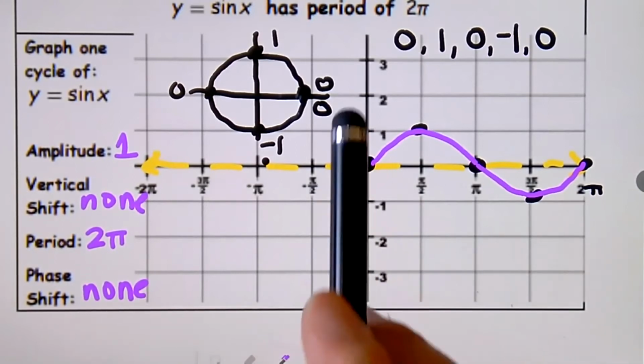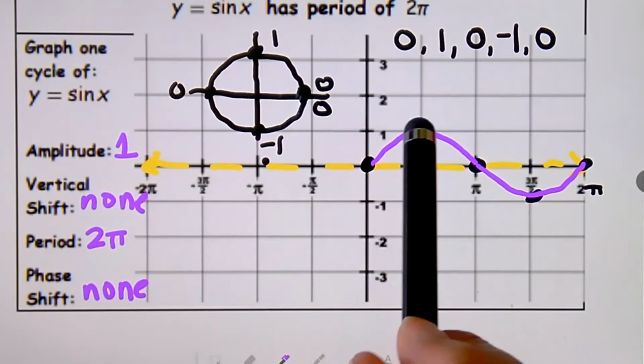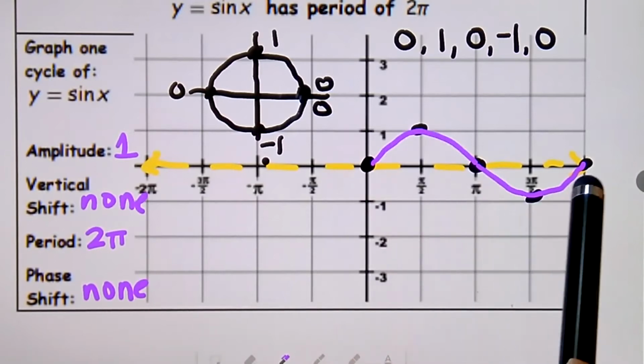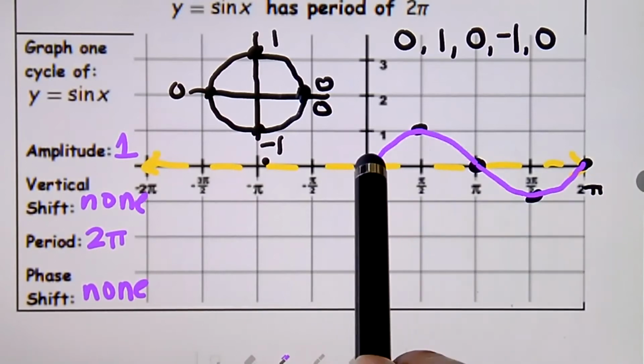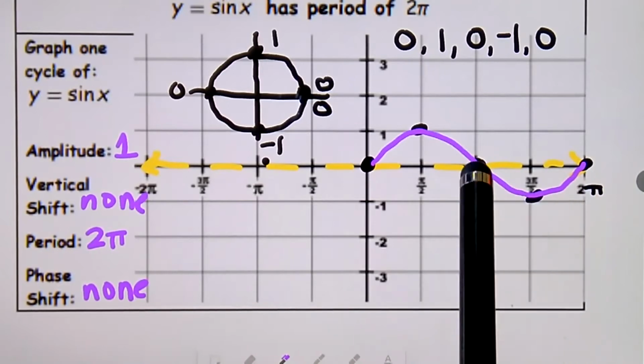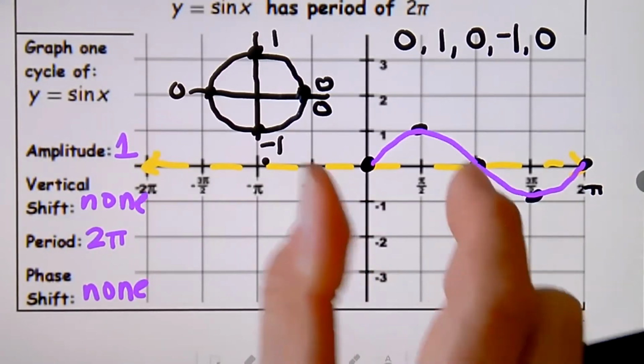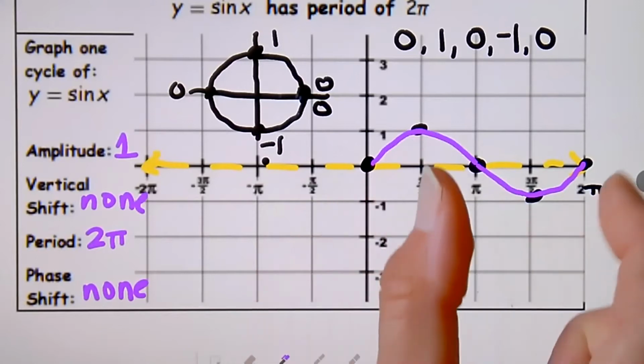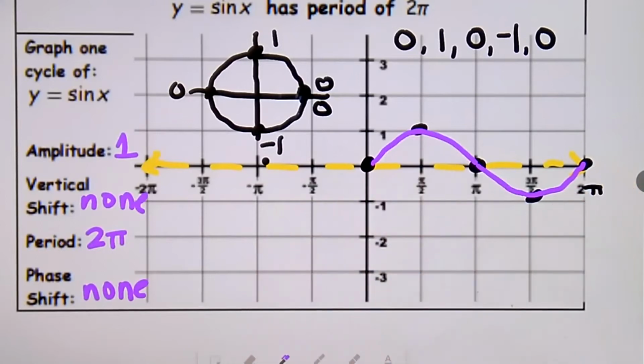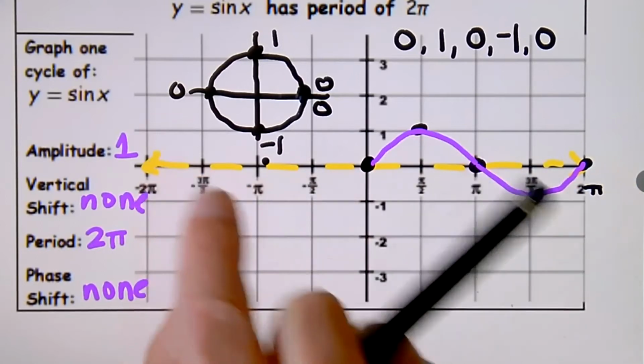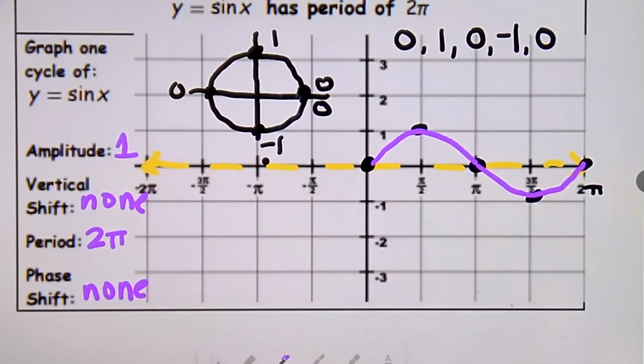And again, we're going to constantly be graphing these: 0, 1, 0, -1, 0. Okay, we start at 0, we end at 0, we have 0 halfway in between, and in between these, we're going to be going 1 above, in between these, we're going 1 below. And that's your sine. And again, it continues, but we're going to graph one cycle.